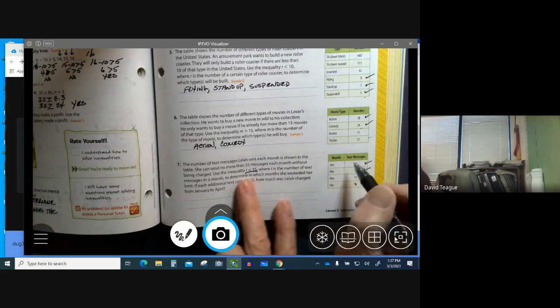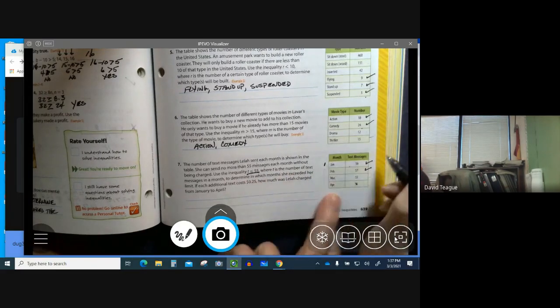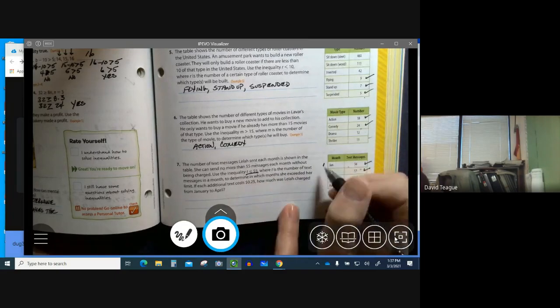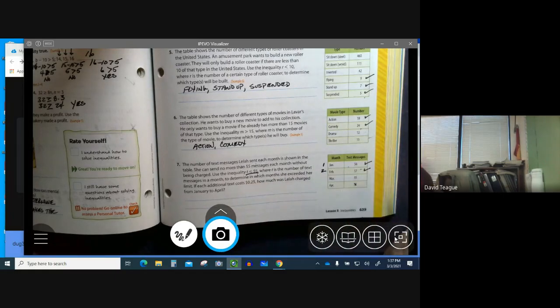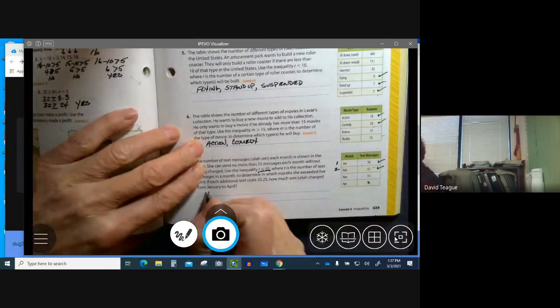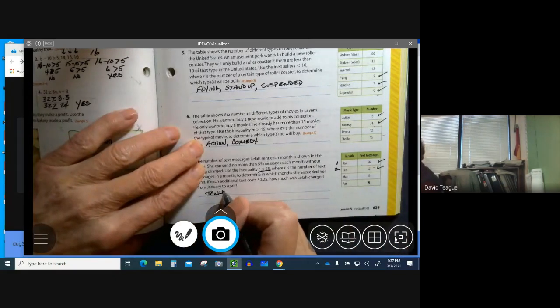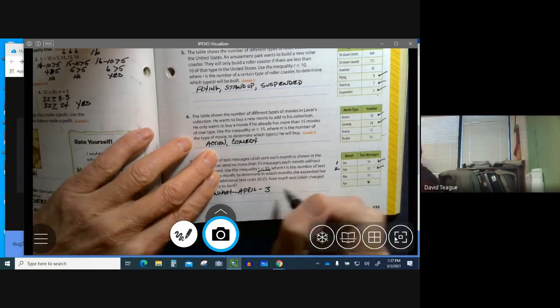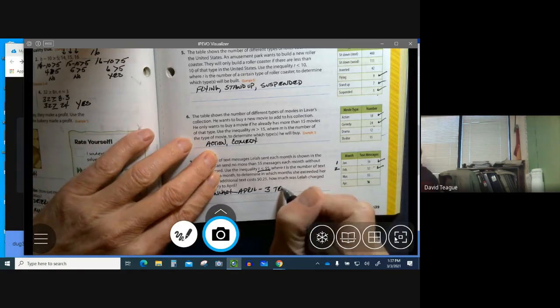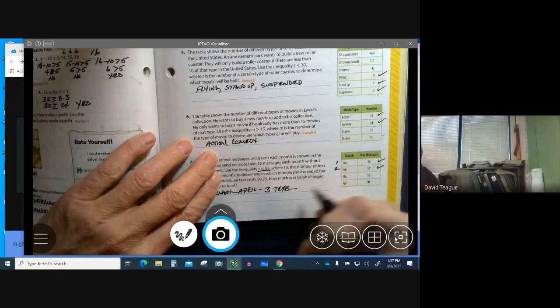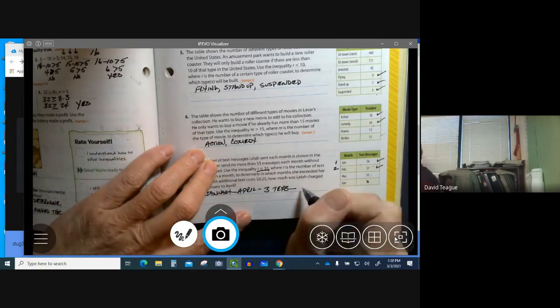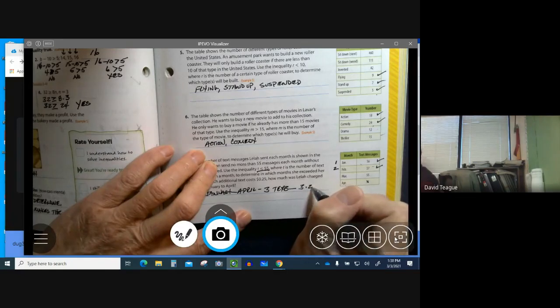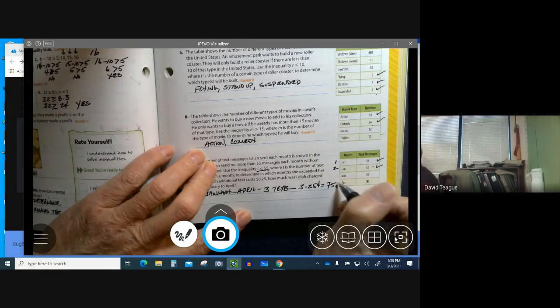So the difference between 55 and 56 is 1. And the difference between 55 and 57 is 2. Right? So from January through April, she had 3 texts total that were over her limit. And so then she has to pay 25 cents for each one. So 3 times 25 cents. So she was charged an extra 75 cents.